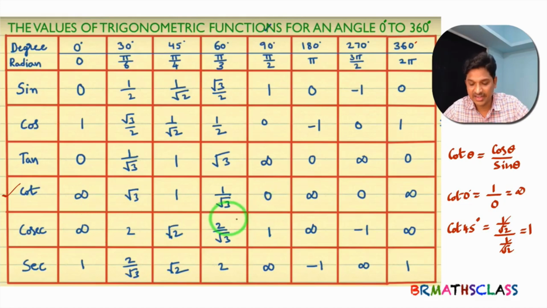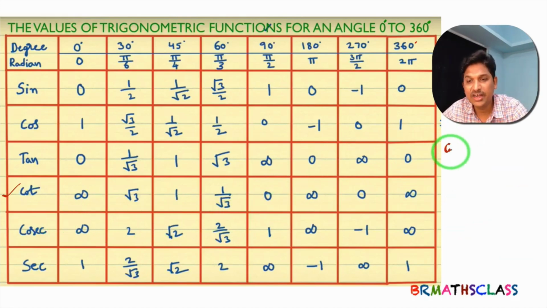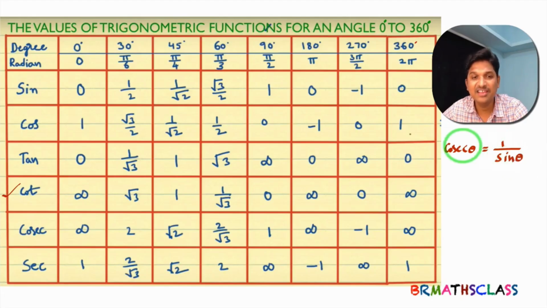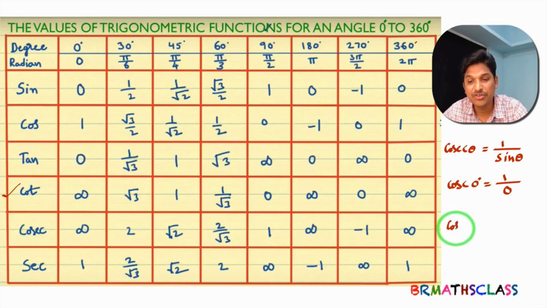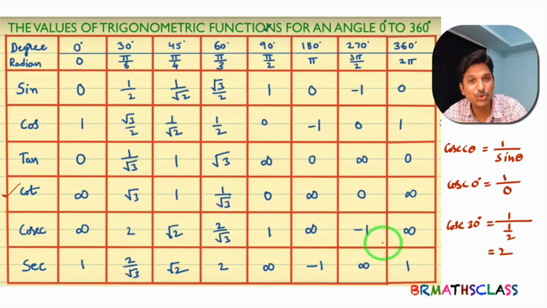So now cosecant. See this cosecant row. We know that cosecant theta is nothing but 1 by sine theta. Correct? As you learn the first row, you can write all the values of this row. For example, cosecant 0 degrees is 1 by sine 0 degrees. Sine 0 degrees is 0. 1 by 0 is not defined. See here, cosecant 0 is not defined. Similarly, cosecant 30 degrees is 1 divided by sine 30 degrees. Sine 30 degrees value is 1 by 2. 1 divided by 1 by 2 is 2.